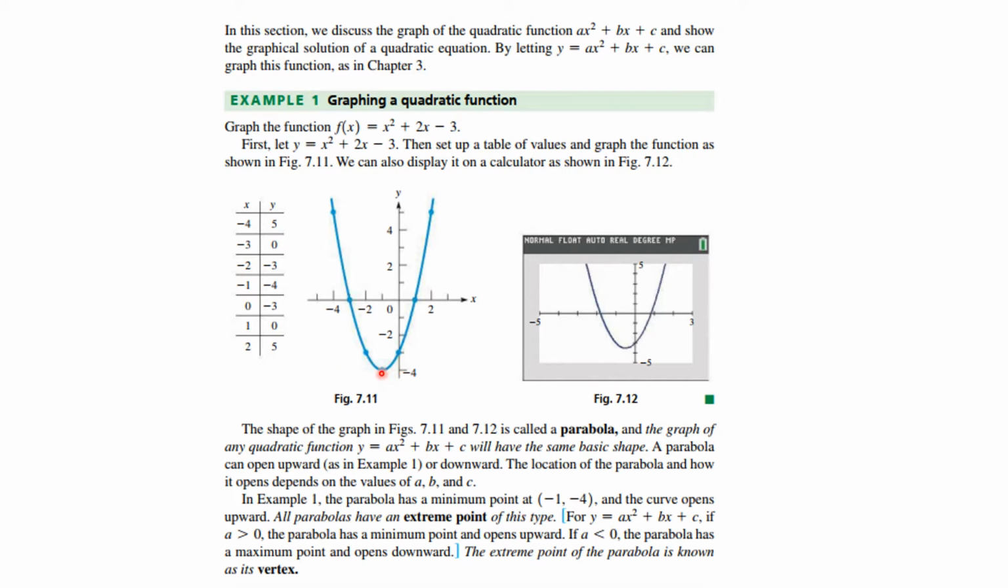The minimum point is right there. This minimum point has a name. It is called a vertex. All parabolas have an extreme point of this type, and it is called a vertex. And it's going to be a minimum if the parabola is opening upward, and it's going to be a maximum if the parabola is opening downward.